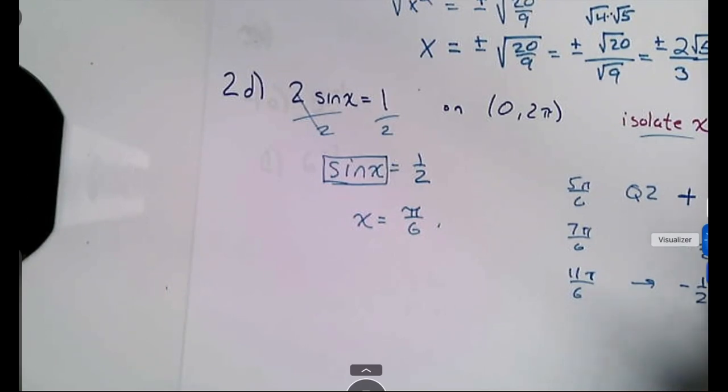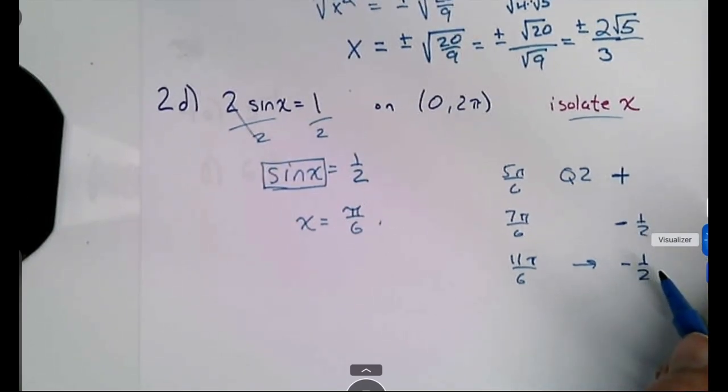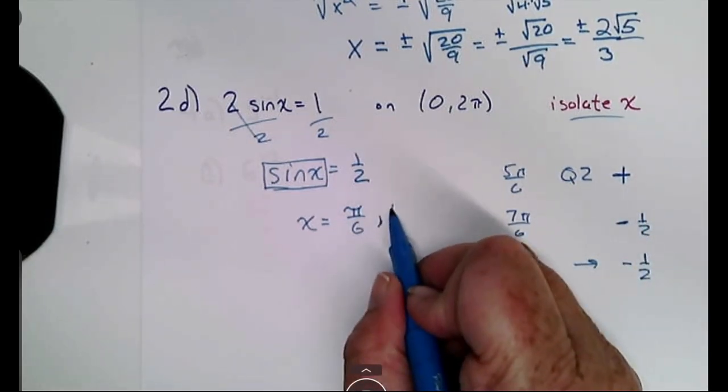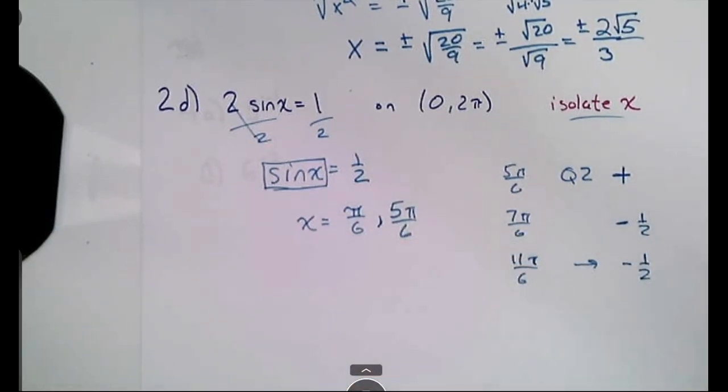And quadrant 4 is negative 1/2 for sine. So what that tells me is that my answers are going to be pi over 6 and 5 pi over 6.